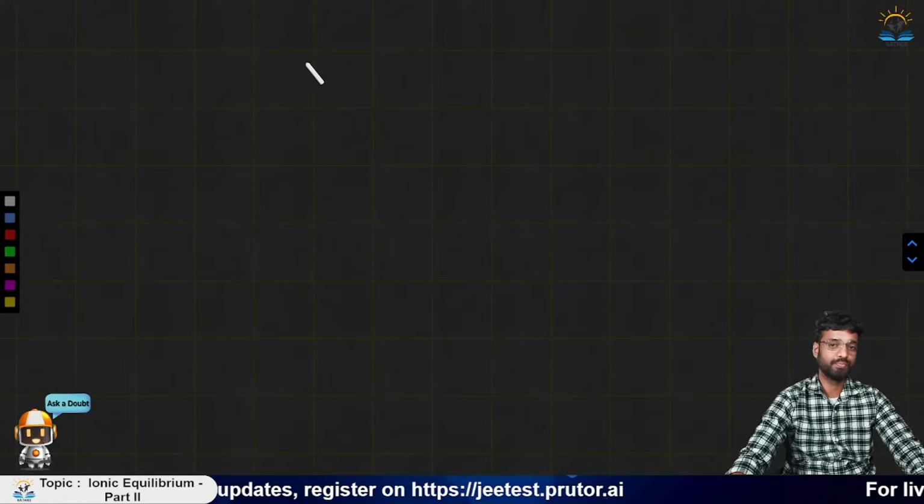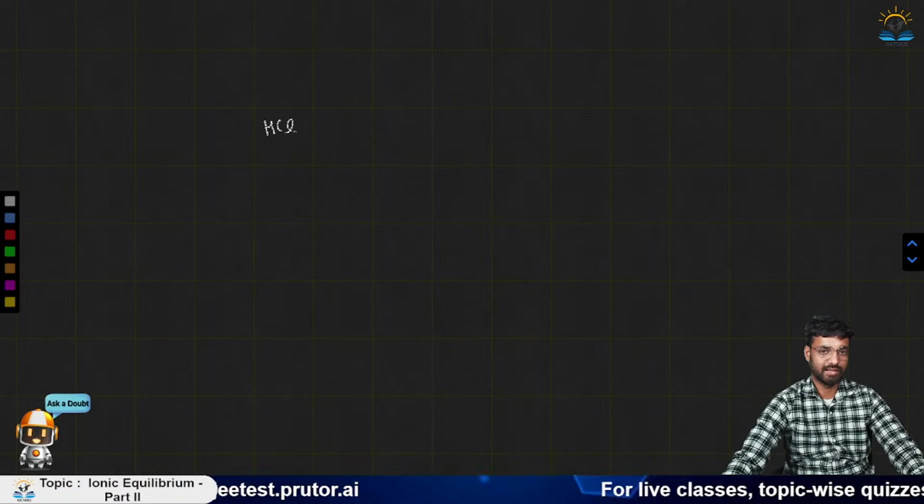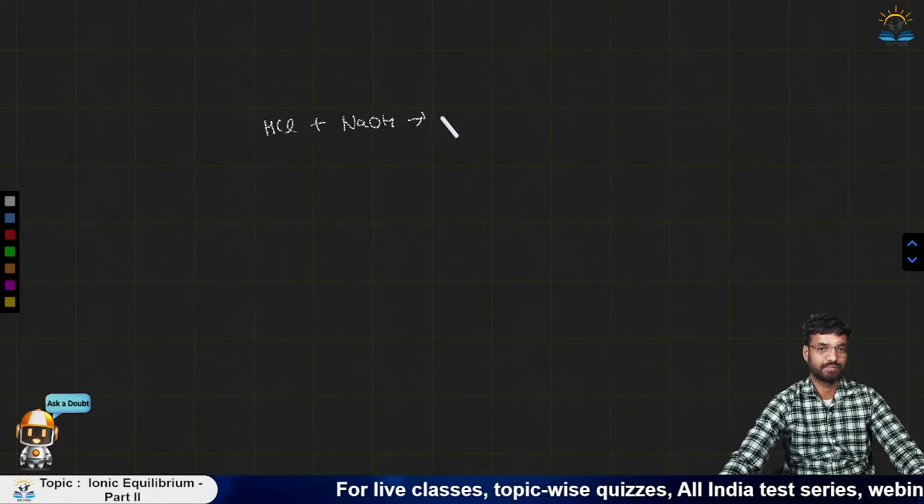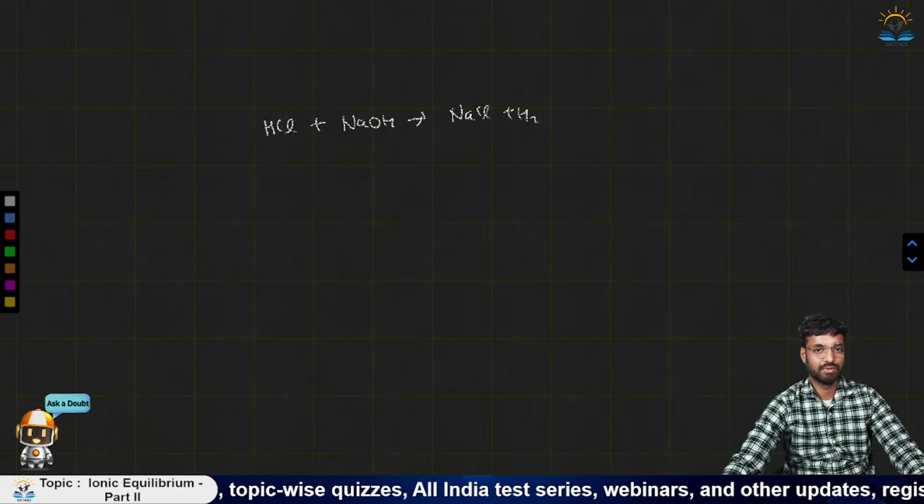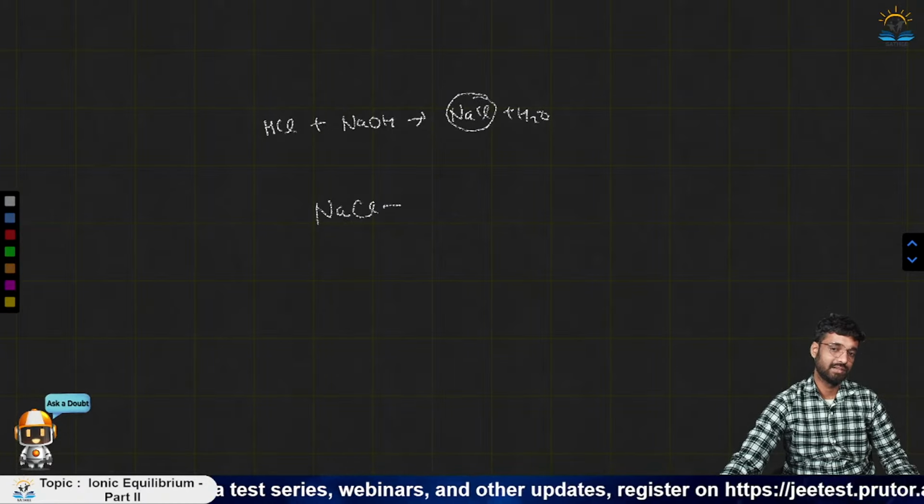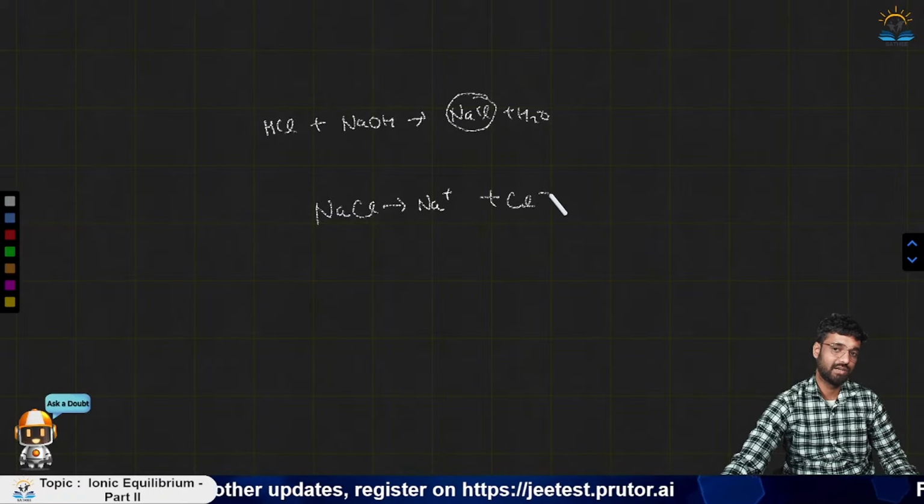I have not shown the reason behind it. If you want, I can show you. It is like this. Suppose we are taking a strong acid, that is HCl, and a strong base, that is NaOH, and we are reacting both of these. We will get NaCl plus H2O. Now what is the salt that we are getting? That is NaCl. It will dissociate completely. Why? Because it is a strong electrolyte.